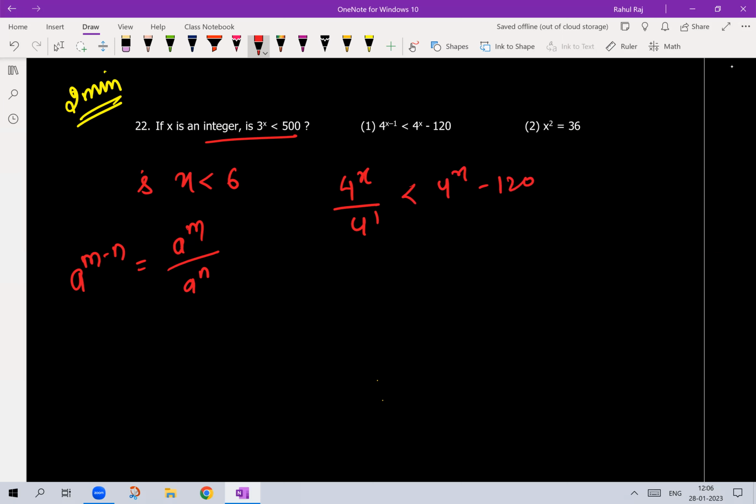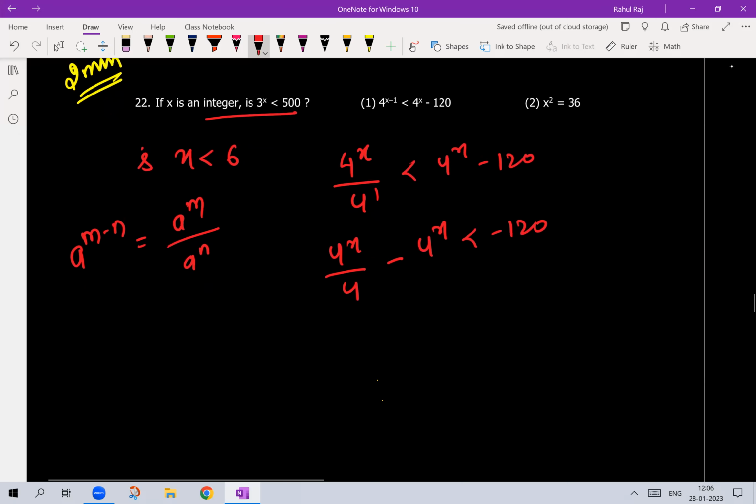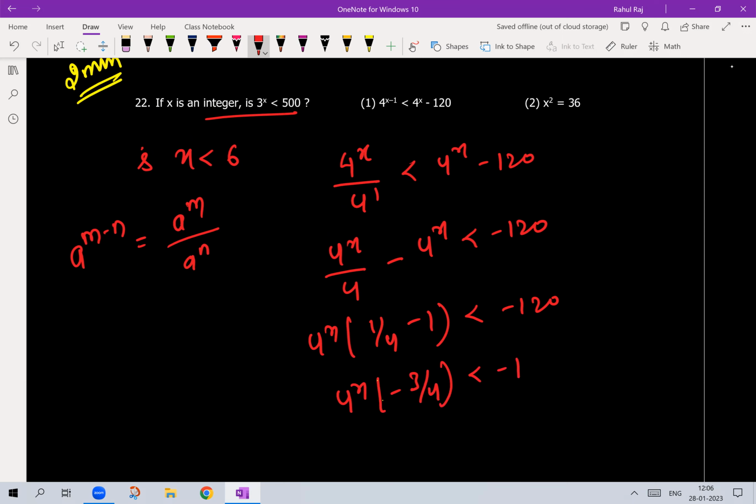Bring 4 to the power x on the left hand side. So 4 to the power x by 4 minus 4 to the power x less than negative 120. Agreed? Take 4 to the power x common. You will have 1 by 4 minus 1 less than negative 120. 1 by 4 minus 1 is what? 4 to the power x into negative 3 by 4 less than negative 120.